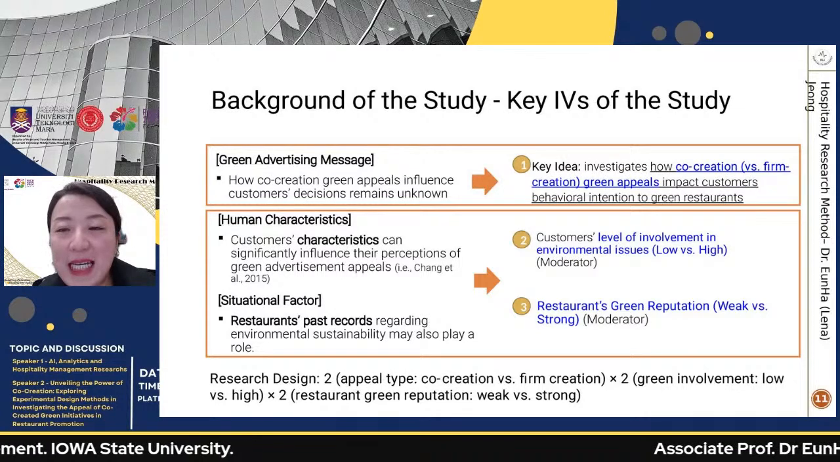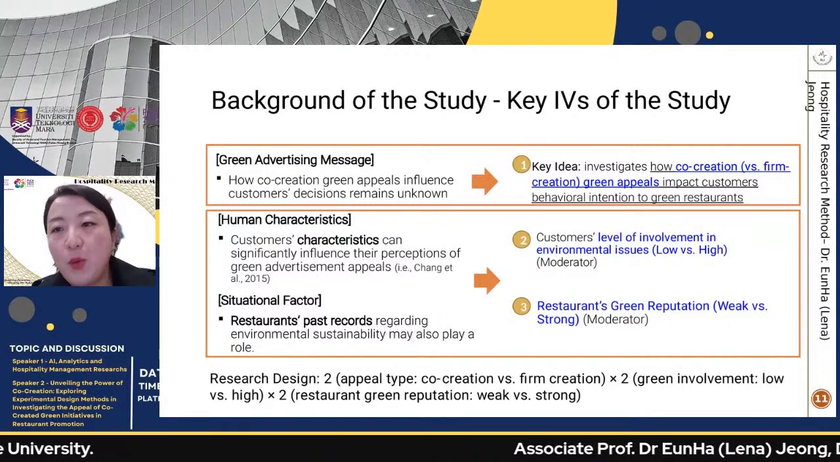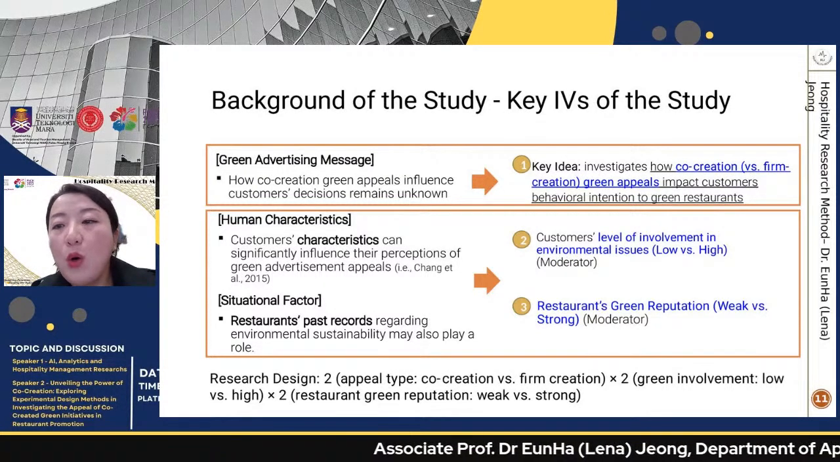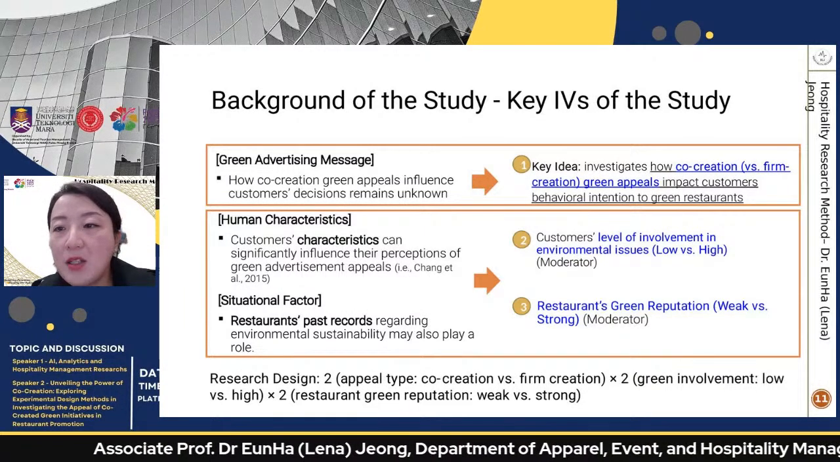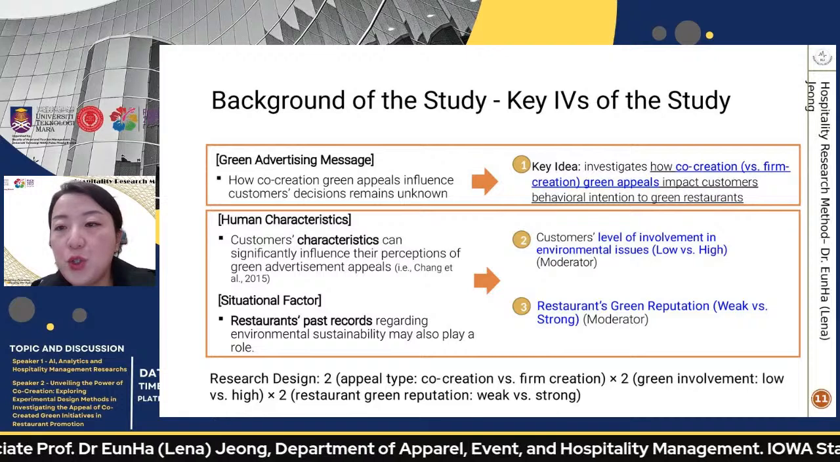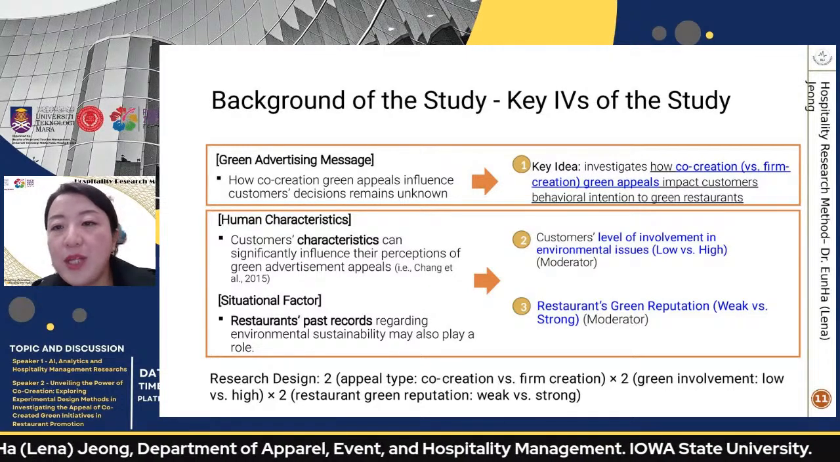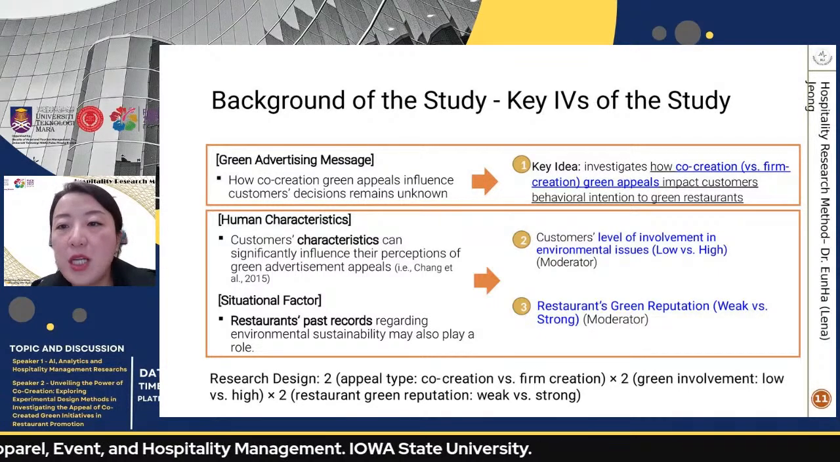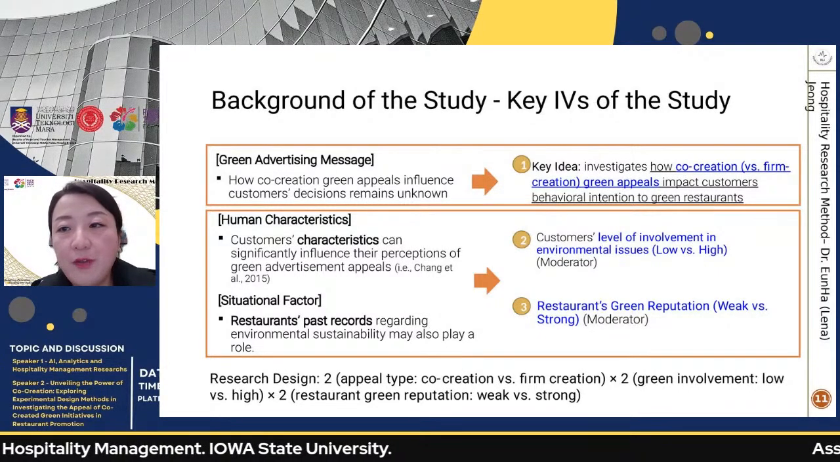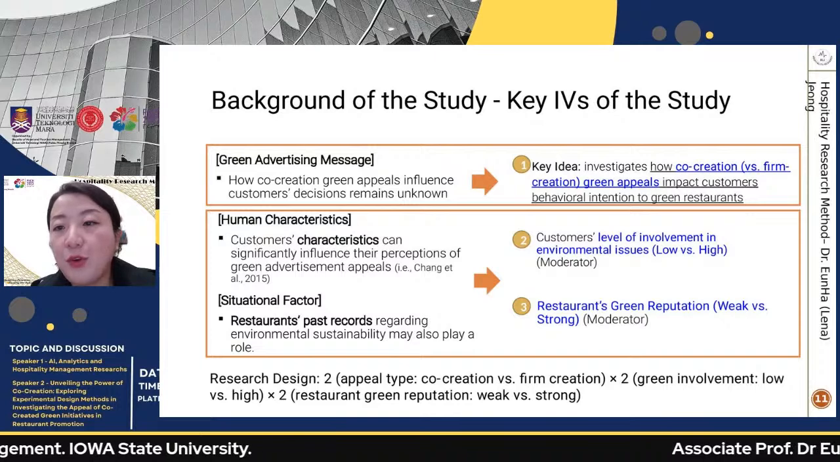So the key of this paper is that we wanted to investigate how the co-creation versus firm creation green appeal can impact consumers' behavioral intentions to the green restaurant. So that could be one of the key factors in our study, and it has 2 different levels: co-creation versus firm creation.